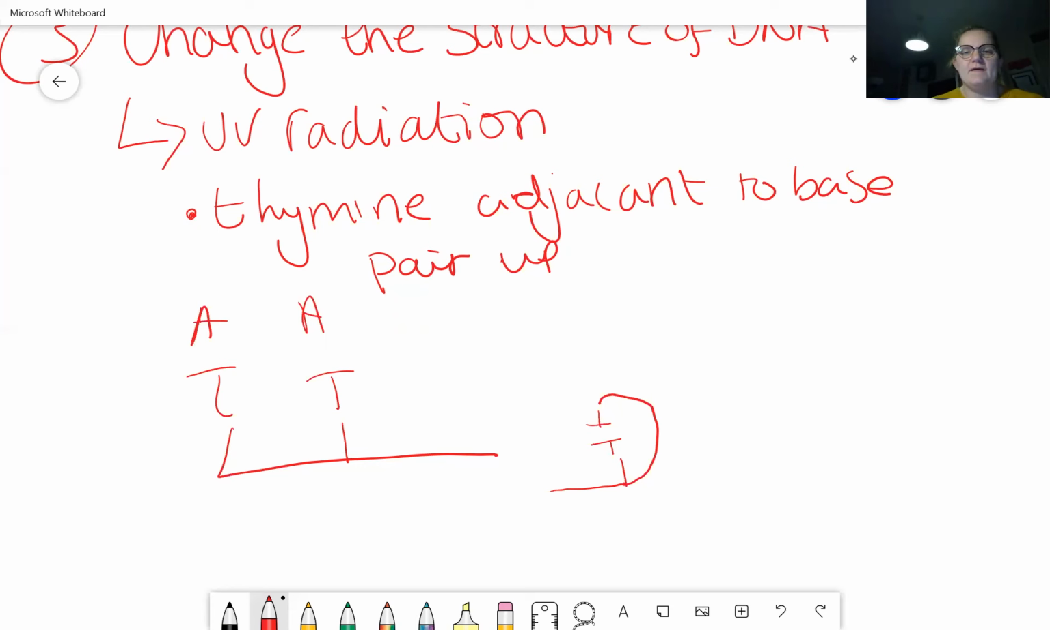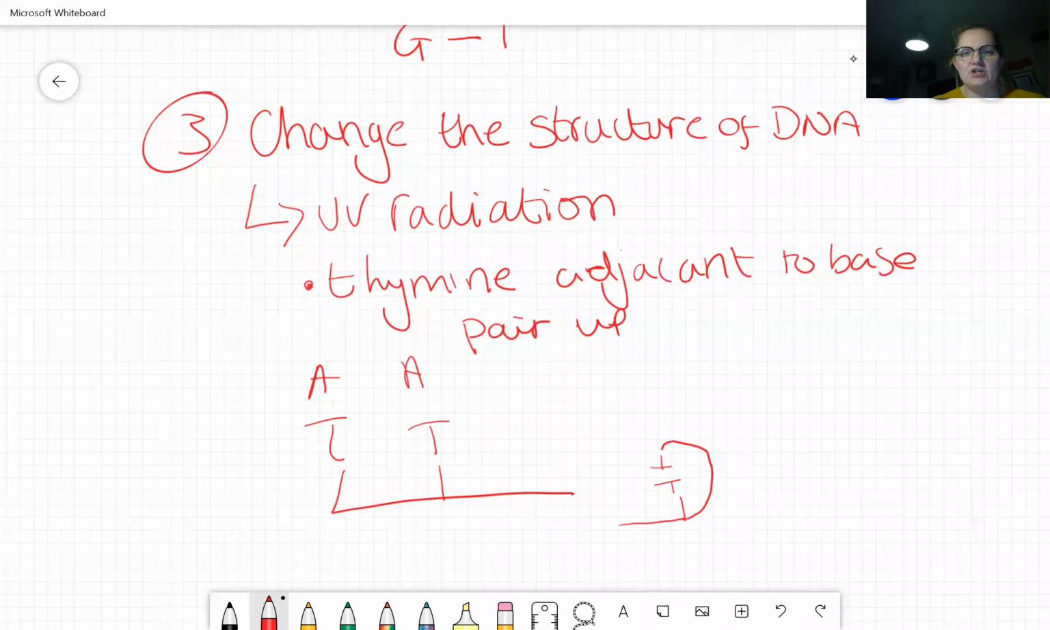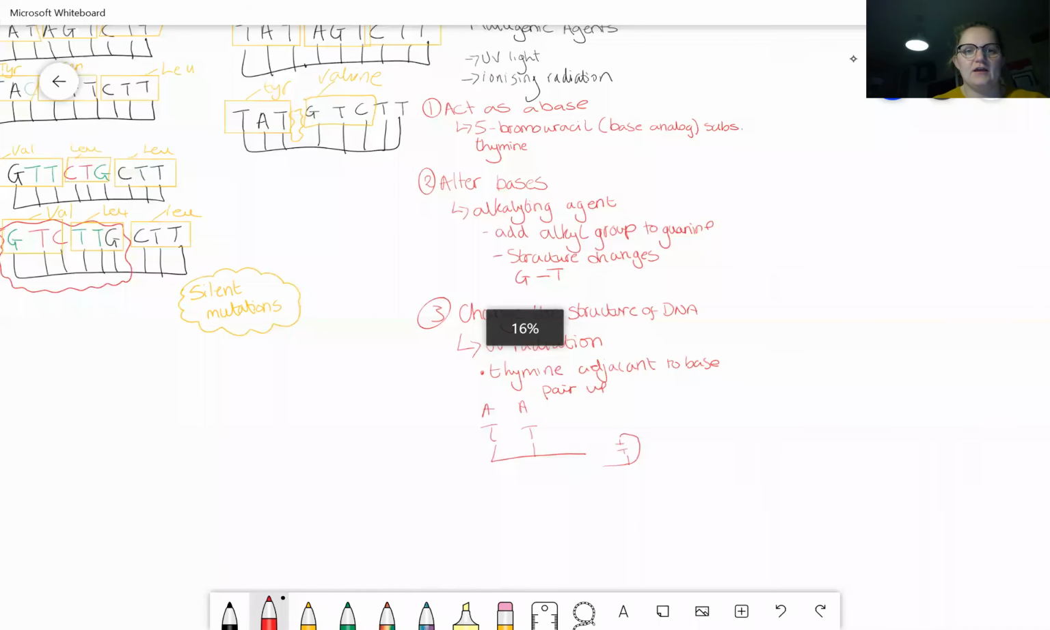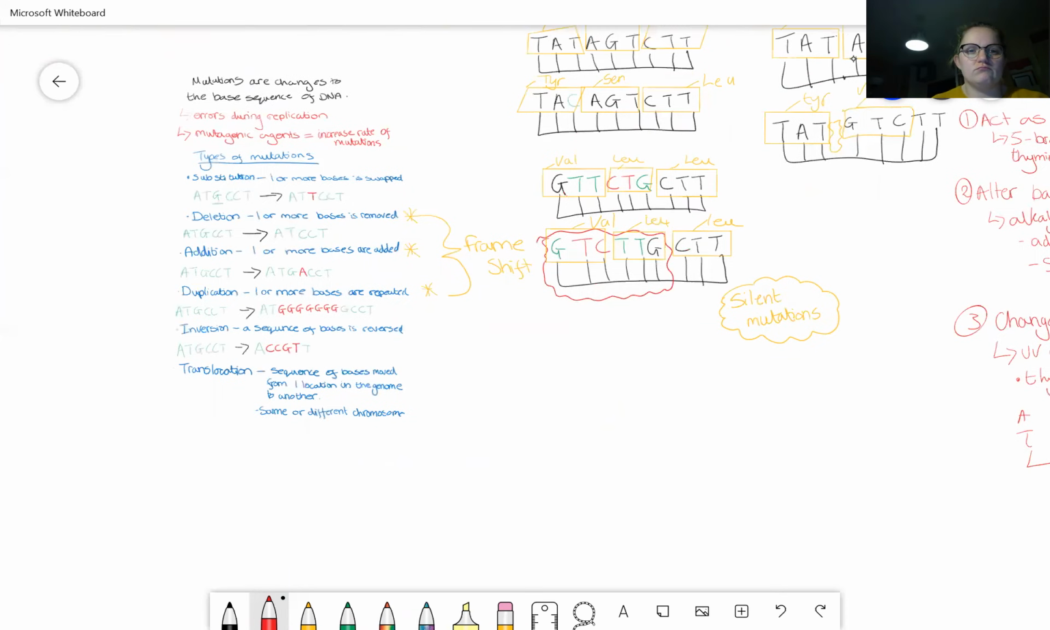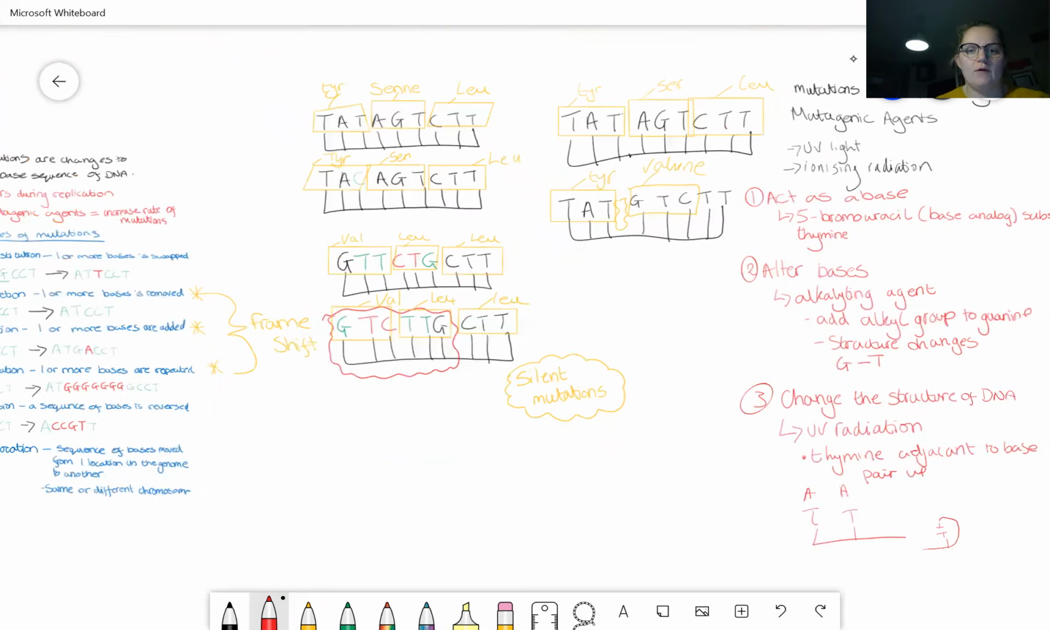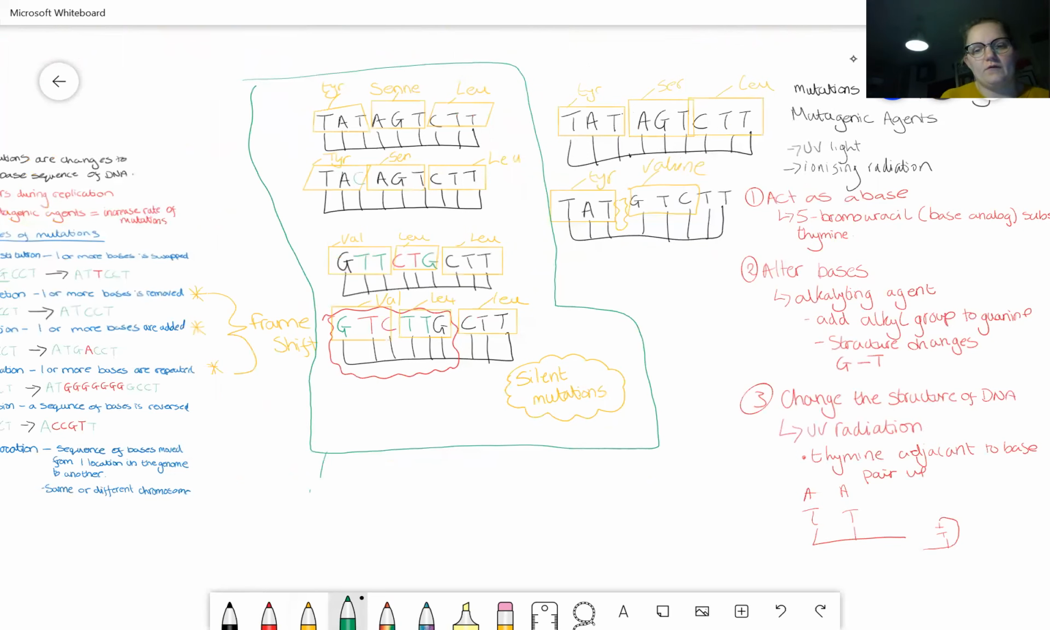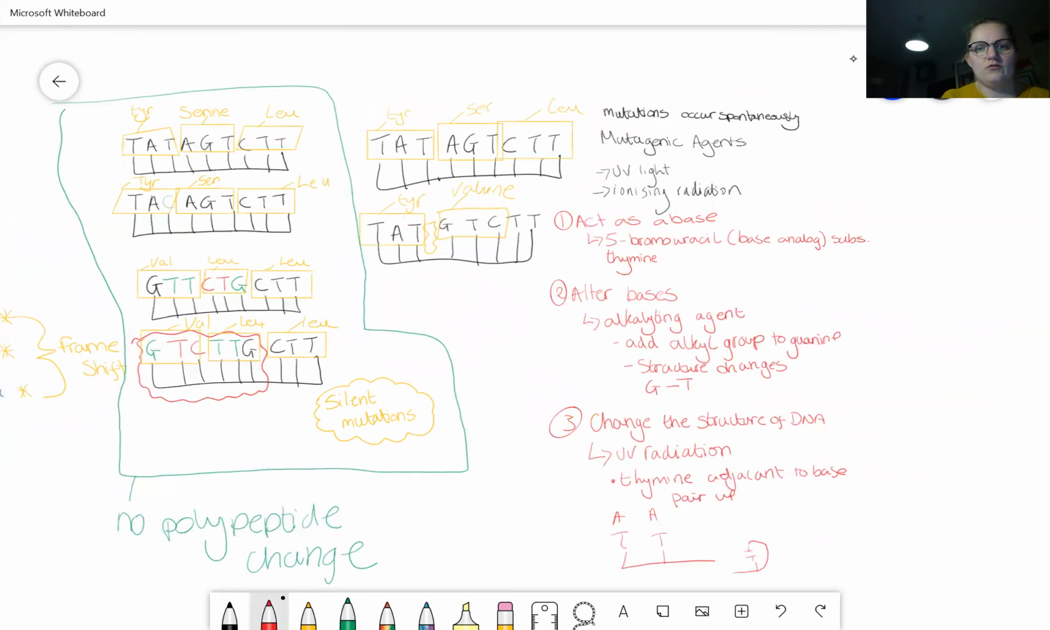So that is basically the overview of mutations, the issues of mutations. We've got 6 types of mutations. Some can cause amino acid sequence changes, and some don't. So these ones, no polypeptide change, whereas that one up there caused a frame shift.